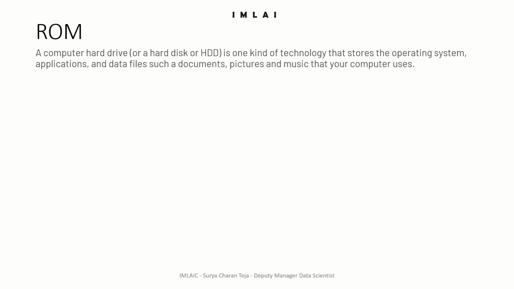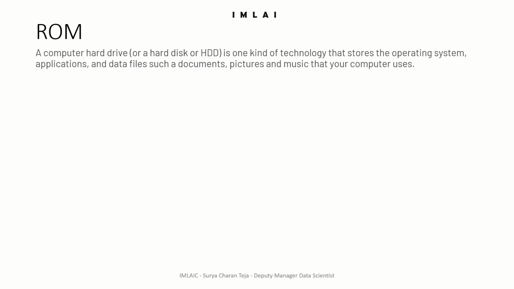Now the second one is ROM. Basically this is our hard disk. We call it a computer hard drive. It is a kind of technology that stores the operating system, applications, and data files such as documents, pictures, and music that your computer uses. Most of the things will be stored here permanently unless you format that space.